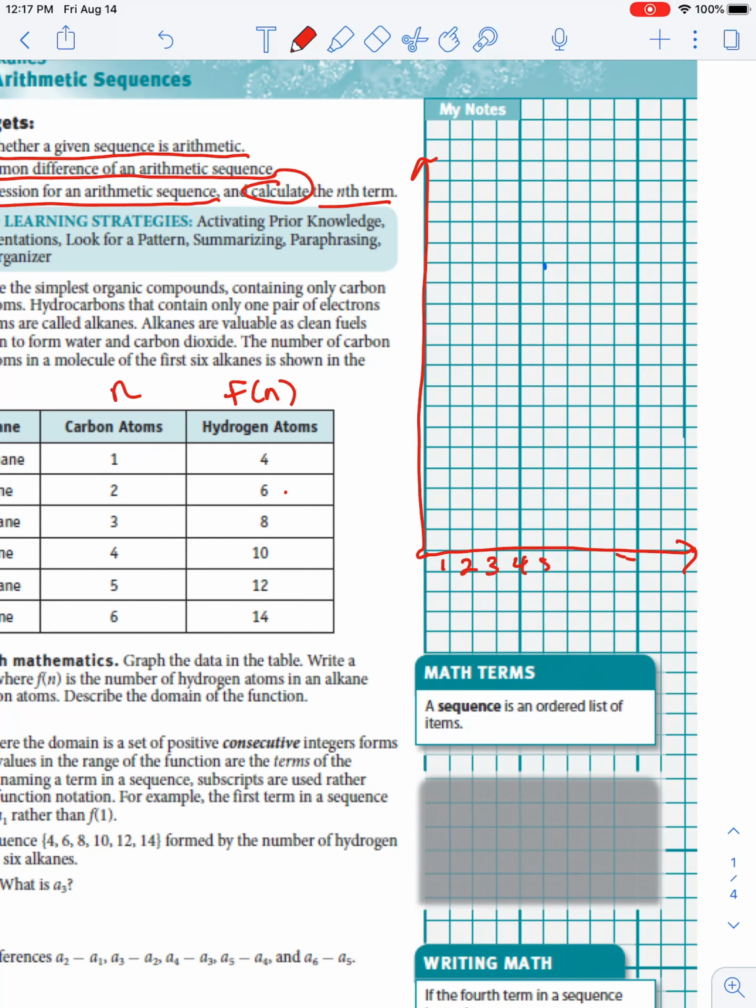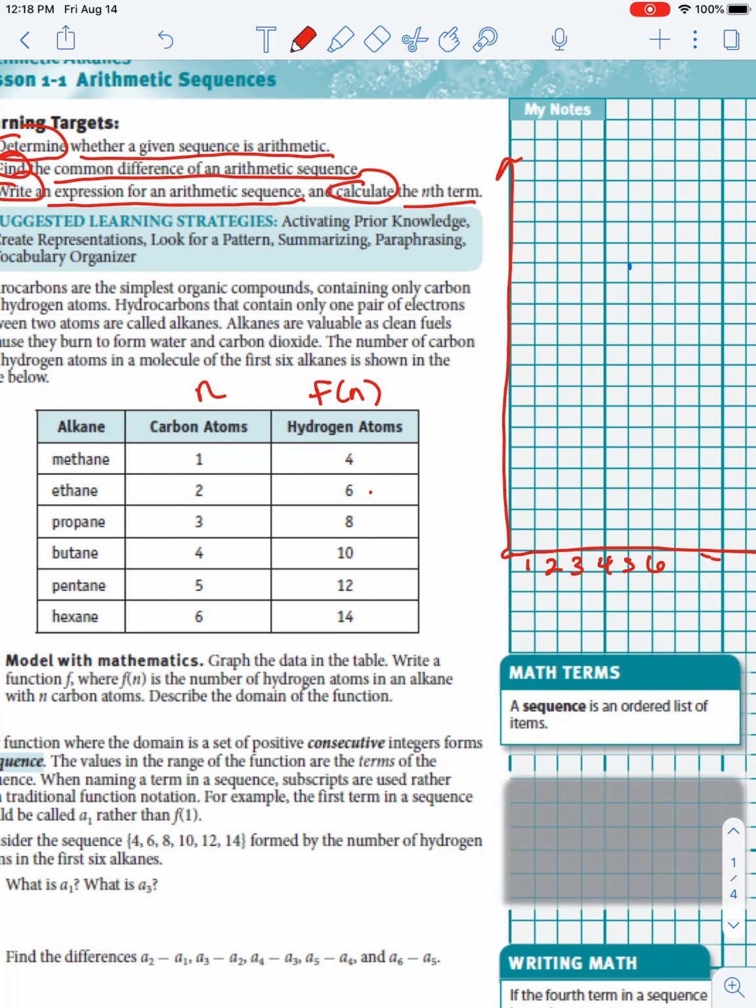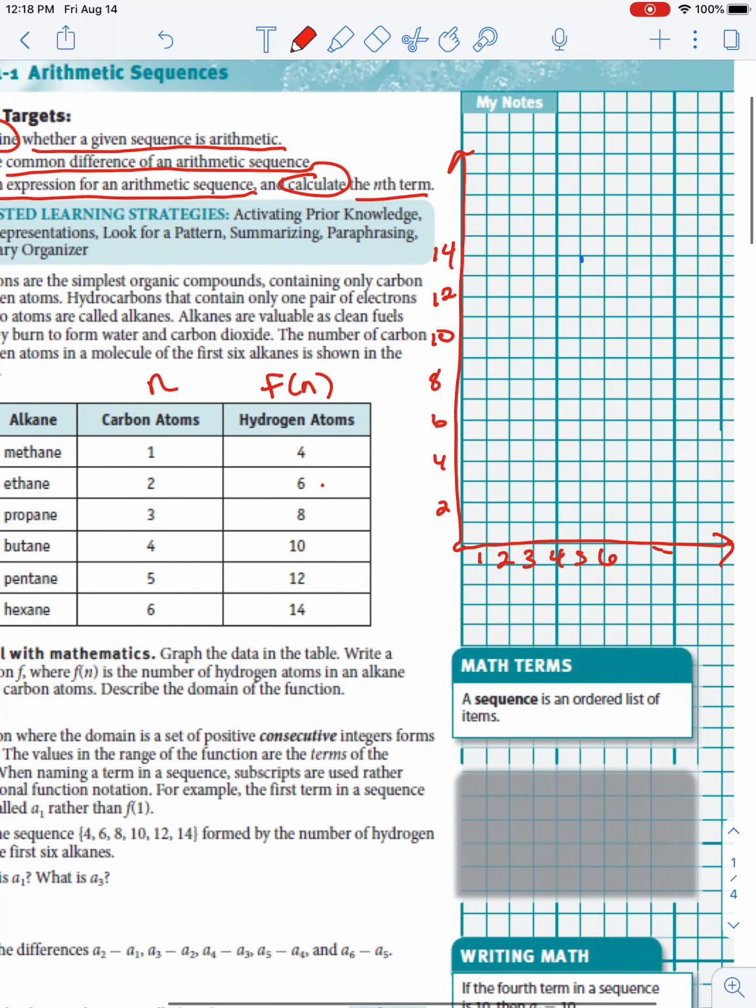So if I just go by ones, 1, 2, 3, 4, 5, 6, and then I have to go up to 14, and so I'm going to just kind of go by 2. So there's 1, 2, 3, 4, 5, 6, 7, 8, 9, 10, 11, 12, 13, and 14. So I'm still going by ones, but I didn't want to squish all the odd numbers in there.